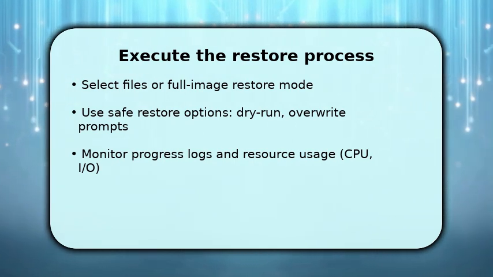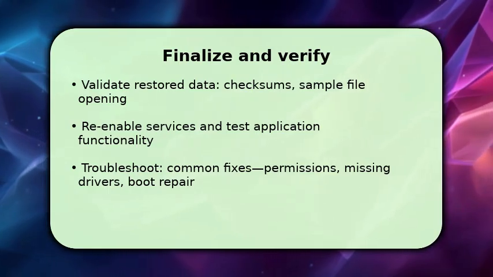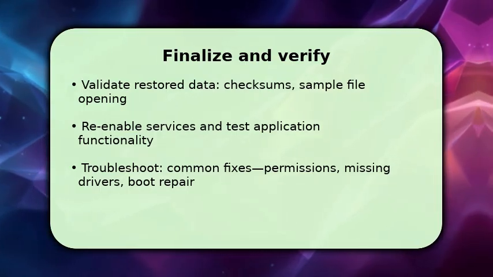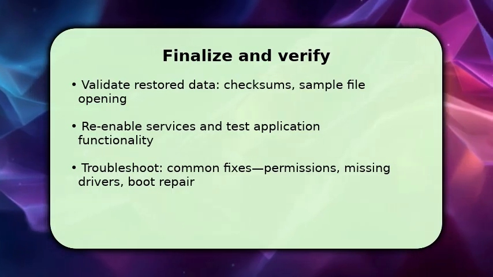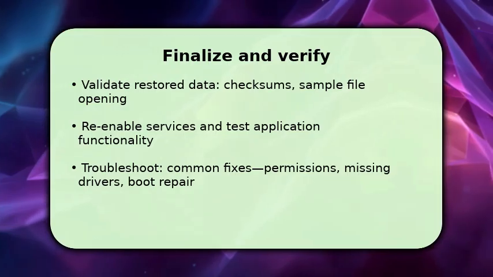You finish by validating integrity. Compare checksums and open representative files to confirm readability. Once satisfied, re-enable services and run application tests to ensure functionality. This prevents hidden failures. Then, tidy up mounts, remove temporary credentials, and document what was restored and why.